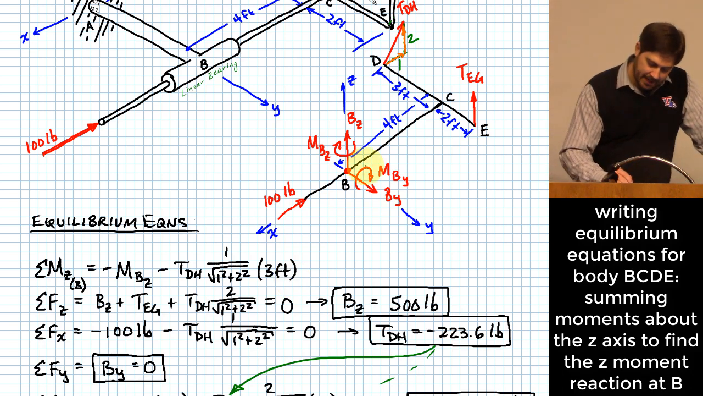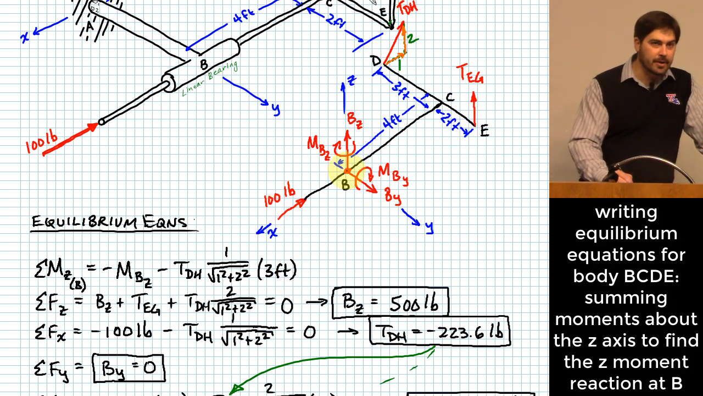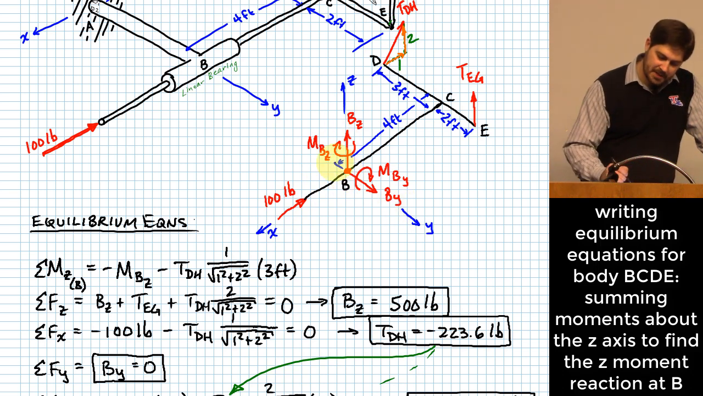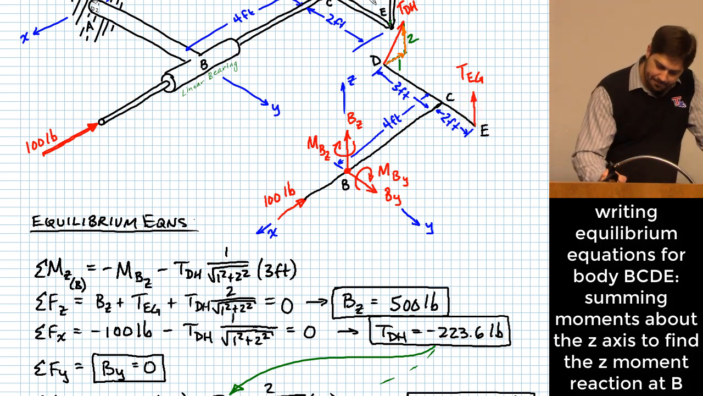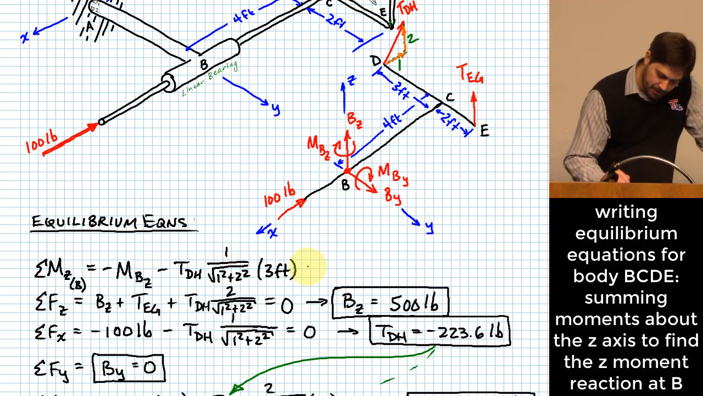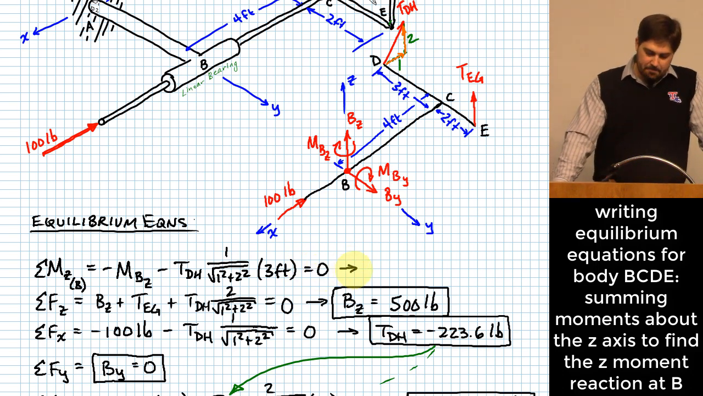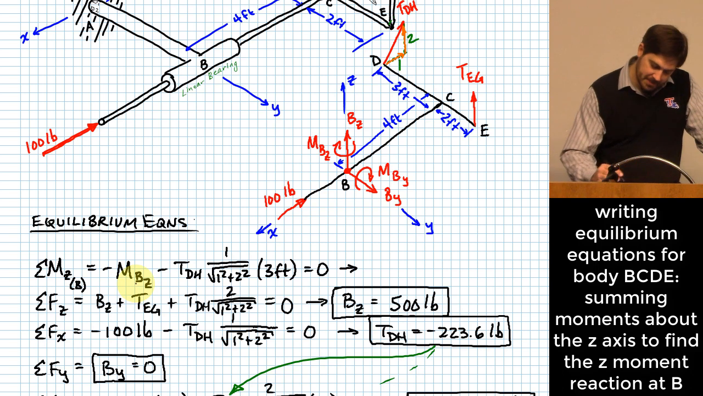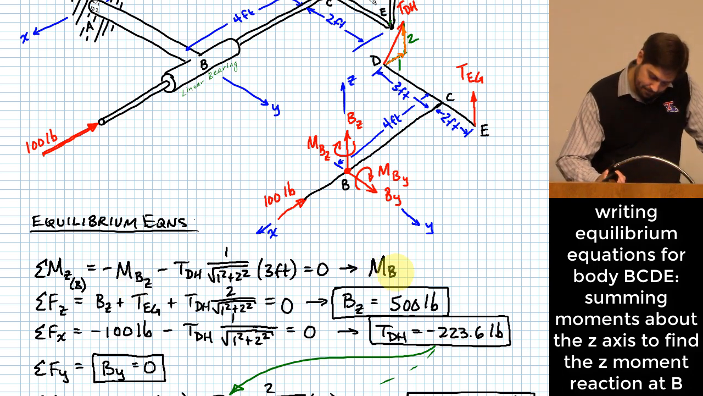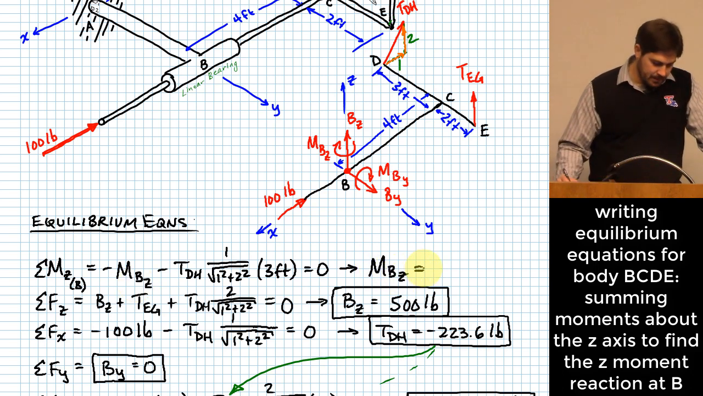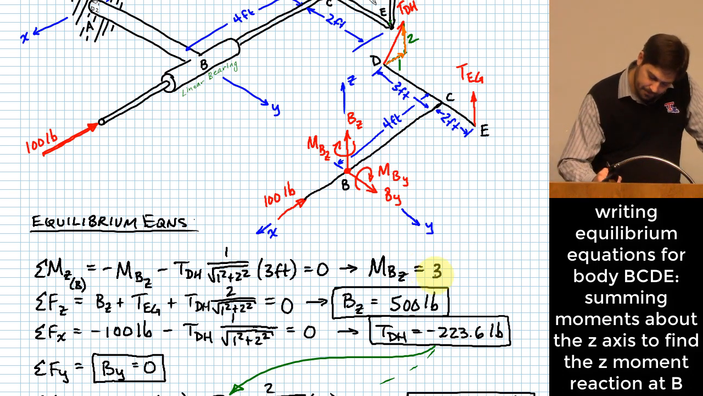100-pound force, line of action goes right through the point where that axis exists, as does BY, as does BZ. TEG is entirely in the Z, so this takes care of everything for this moment equation. And if I punch in the value that I know for TDH, this thing will solve to an MBZ of 300 foot-pounds.